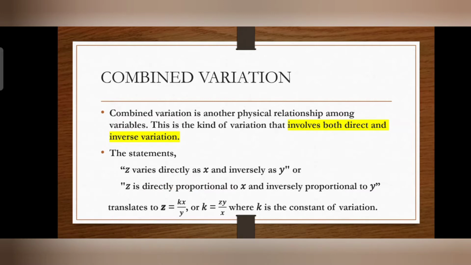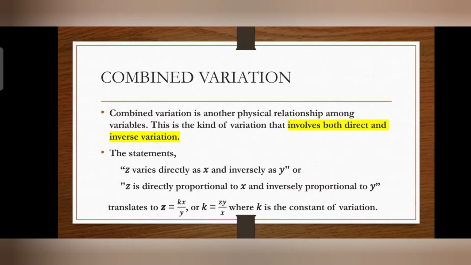Di ba? So first is you copy muna the first variable which is z. So z is equal to, then yung k which is the constant of variation, dapat lagi siyang nasa numerator. So k, then ang next sa statement is varies directly as x, or is directly proportional to x. So it means k times x, which is kx, then inversely as y, inversely proportional to y, or inversely as y. So k times x divided by y.